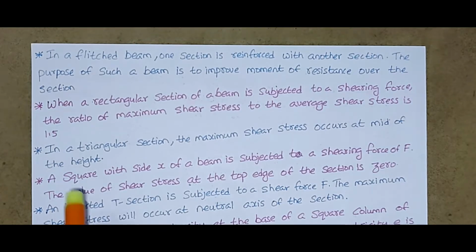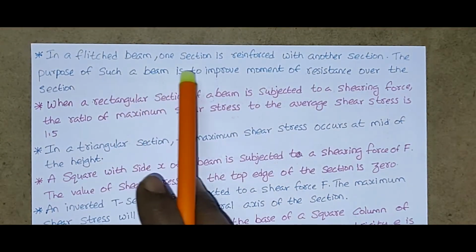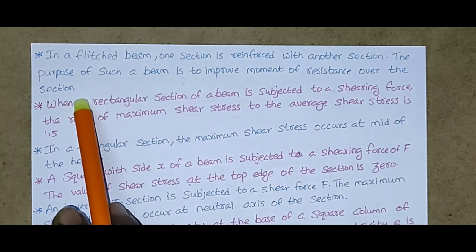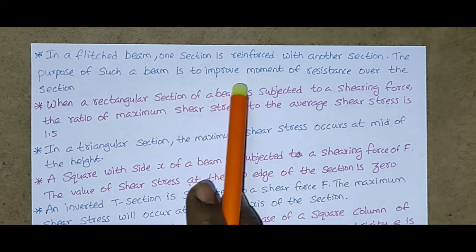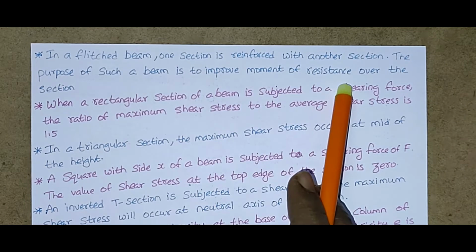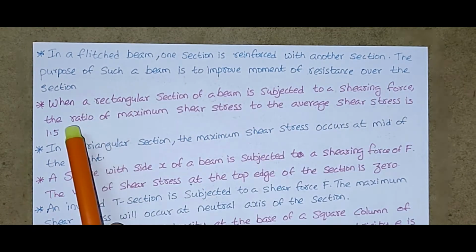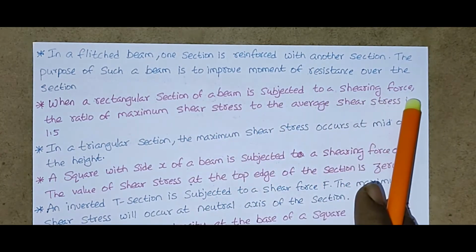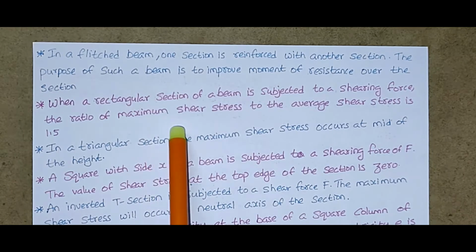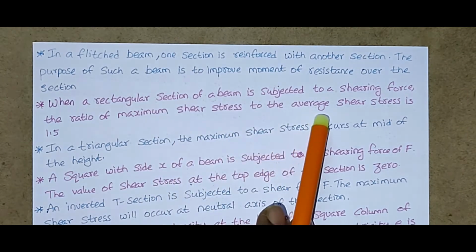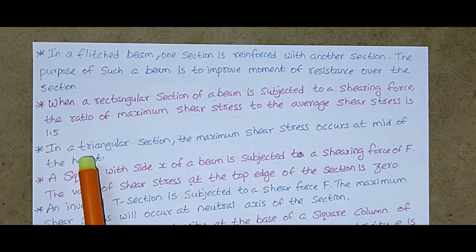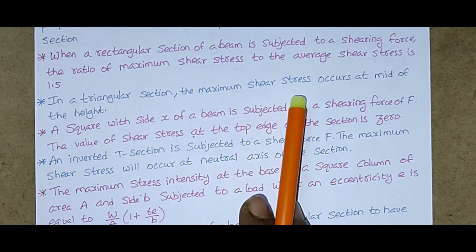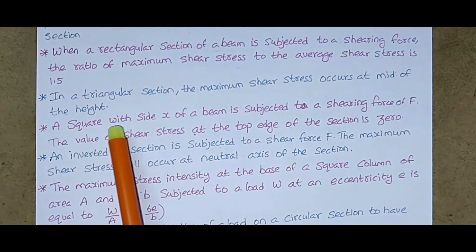In a flitched beam, one section is reinforced with another section. The purpose of such a beam is to improve the moment of resistance over the section. When a rectangular section of a beam is subjected to a shearing force, the ratio of maximum shear stress to the average shear stress is 1.5. In a triangular section, the maximum shear stress occurs at mid of the height.